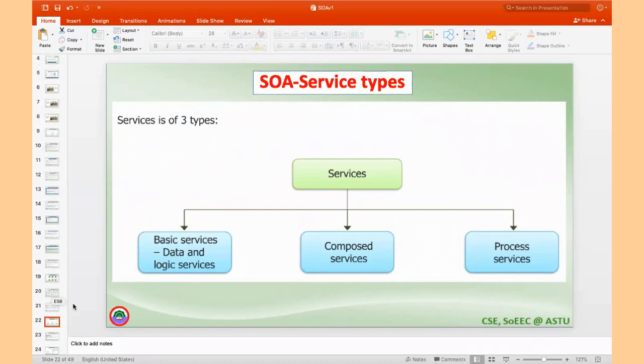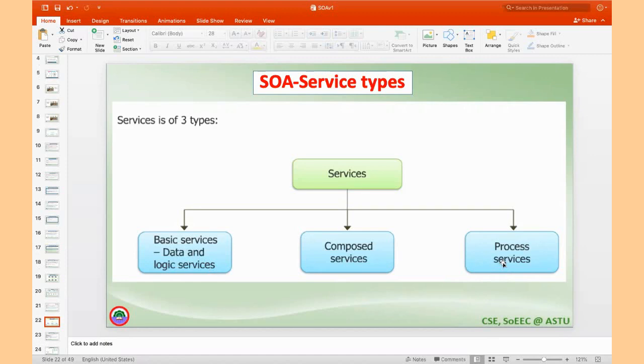Now, let's look into the different types of services, as we already discussed. Three types of services are there. Those are the basic services, very low level services. Another is composite services, nothing but a composition of these basic services.